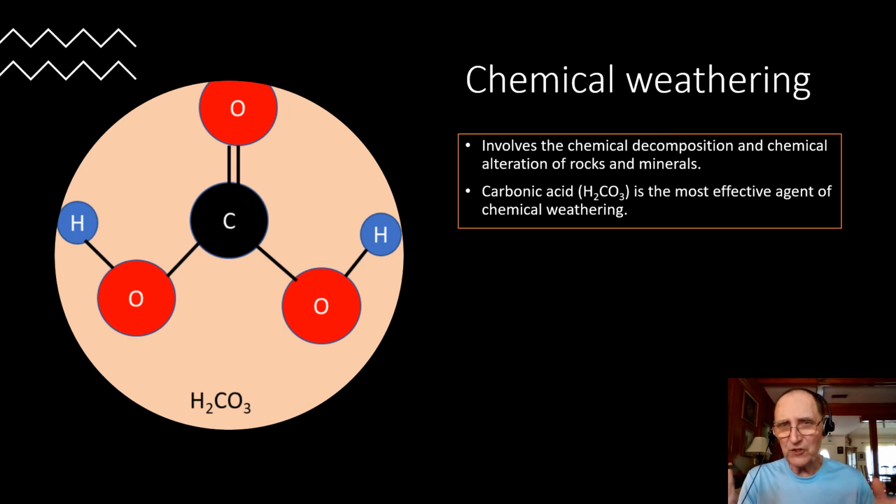Okay, so much for physical weathering. Now, chemical weathering involves the chemical decomposition and chemical alteration of rocks and minerals. One of the most effective agents of chemical weathering is carbonic acid, H2CO3. A diagram of what carbonic acid looks like is given on the left. You have one carbon atom surrounded by 3 atoms of oxygen and 2 atoms of hydrogen.